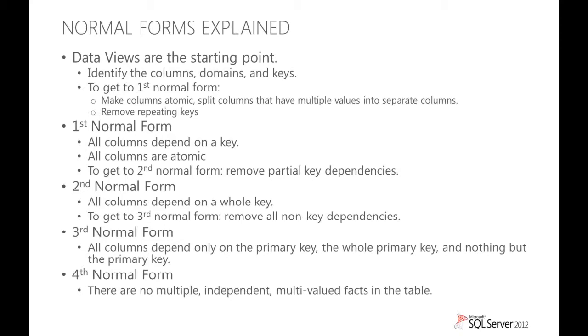The example we'll see is an order table that has a lot of customer columns in it that relate to a customer number, but they have no dependency on an order ID key, so we need to move those out and create a separate customer table. And once you've got to third normal form, you're at a state where all the columns depend only on the primary key, the whole primary key, and nothing but the primary key.